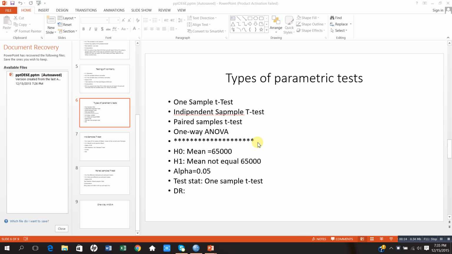Today I am going to discuss various types of parametric tests. Basically, there are two types of tests. Type 1 is parametric tests, and the other type of these tests is non-parametric test.